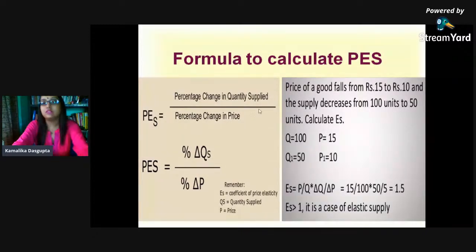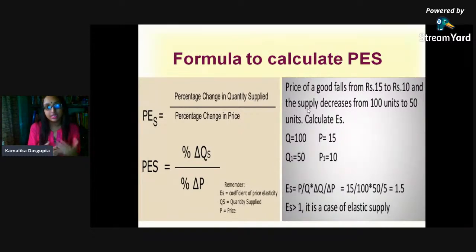Okay, now there is a quick example. And unlike price elasticity of demand, which will always have a negative sign, because we all know that price and quantity demanded are negatively related, price and quantity supplied are positively related. So price elasticity of supply will always have a positive sign, because as price goes up, producers supply more. So there is a positive relationship.